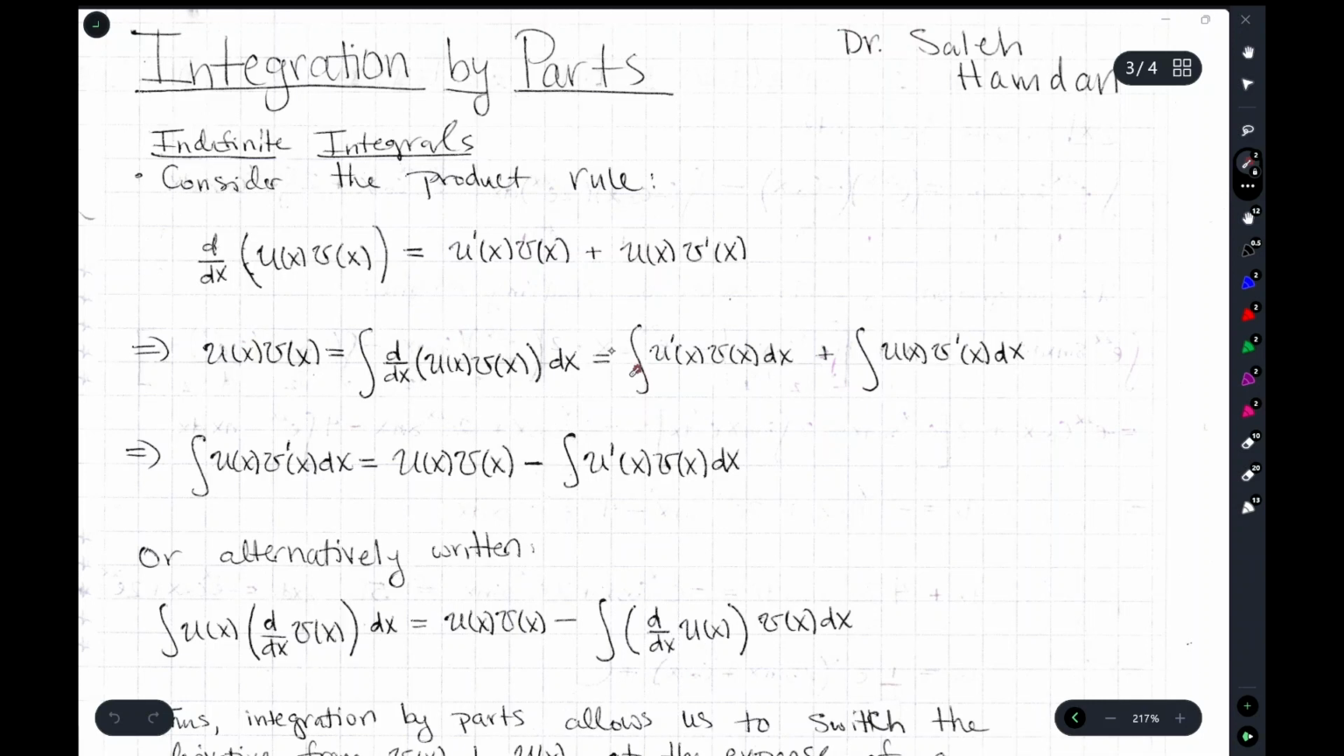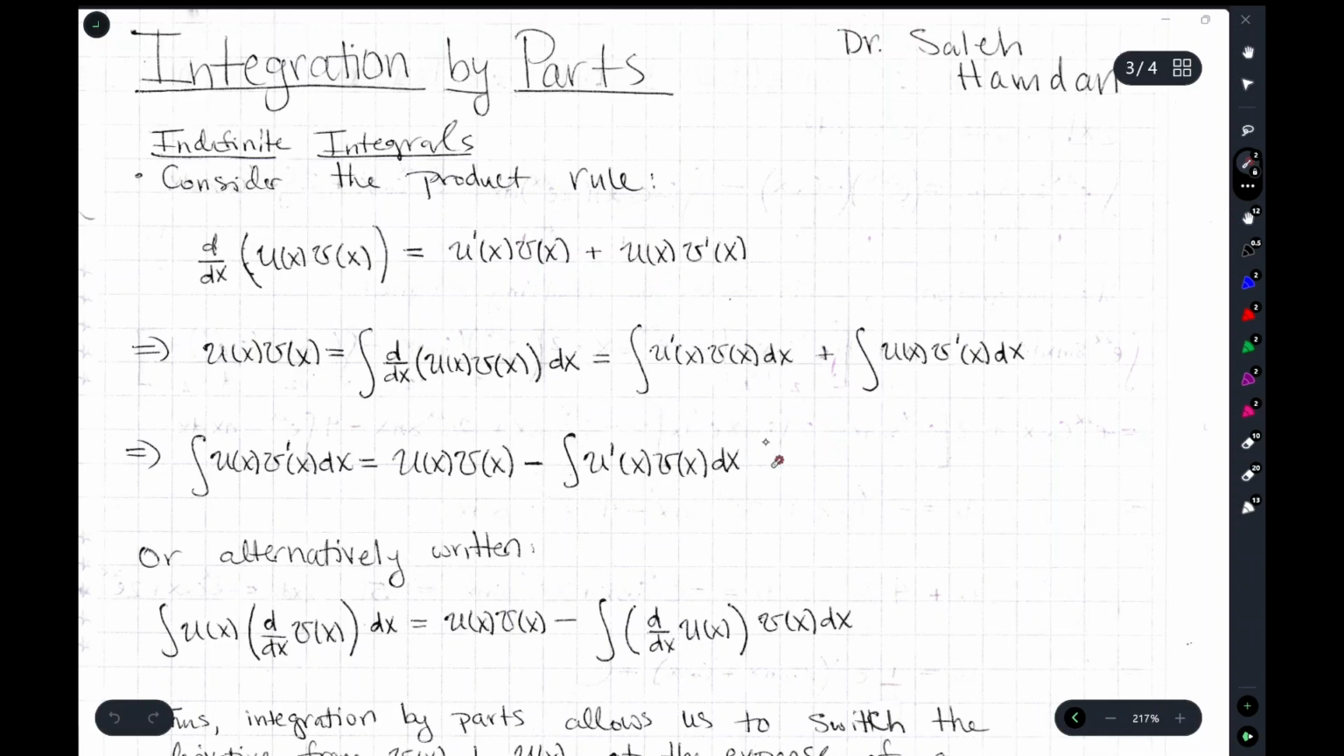So that gives us an idea that maybe we could use this with integration to switch the derivative, okay? And so consider u times v. Well, the antiderivative of a derivative just gives you back the original function plus a constant, which we'll ignore here, just for illustrative purposes. And so when we take the derivative, we end up with this expression right there, okay?